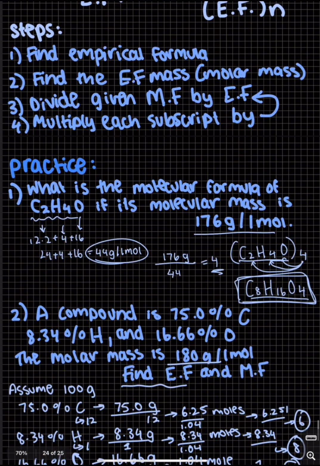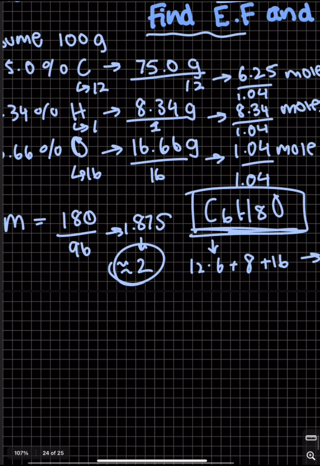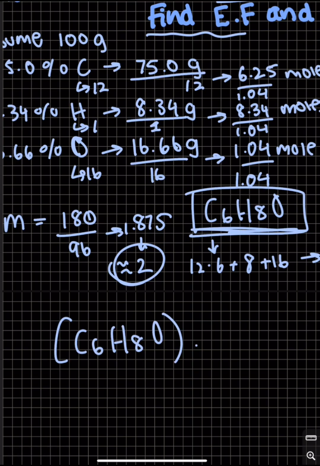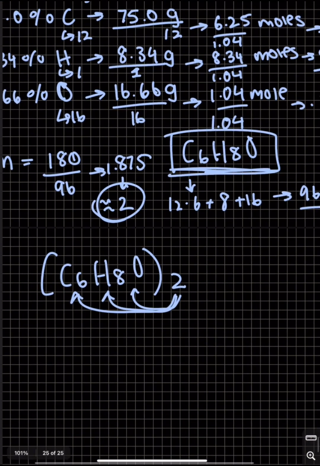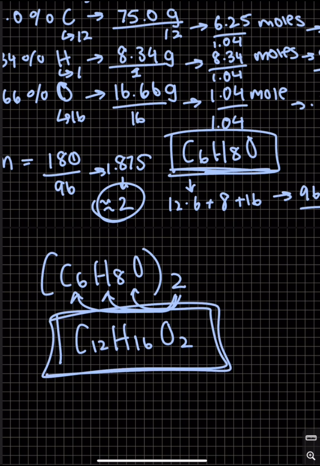Now that I found N, I can apply it to the empirical formula. So it's C6H8O times 2, and I'm going to apply the 2 to all of these subscripts. My final answer should be C12H16O2. That is your molecular formula.